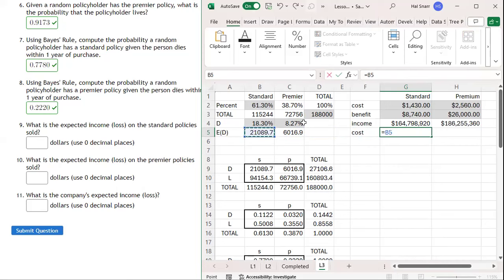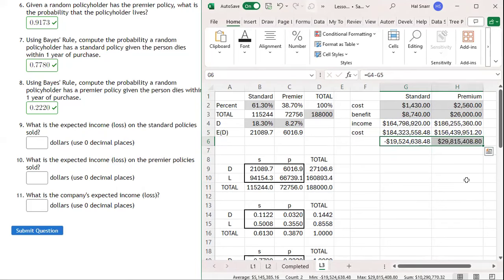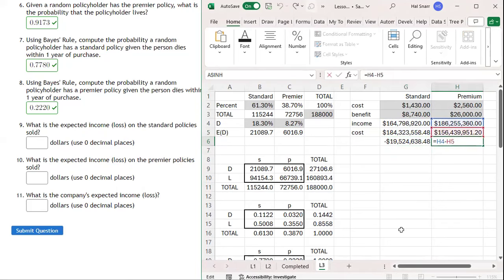Now, what is the cost? We expect roughly 21,000 standard policyholders to die within the year, and we're going to multiply that by the benefit. We're going to multiply the death benefit for the premium policyholder by the expected number of premium policyholders that are expected to die within the year. And we want the expected income on the standard policy sold, and the expected income on the premier policy sold. The expected income or loss is the difference between those two. And then for premium customers, it's the difference in those two.